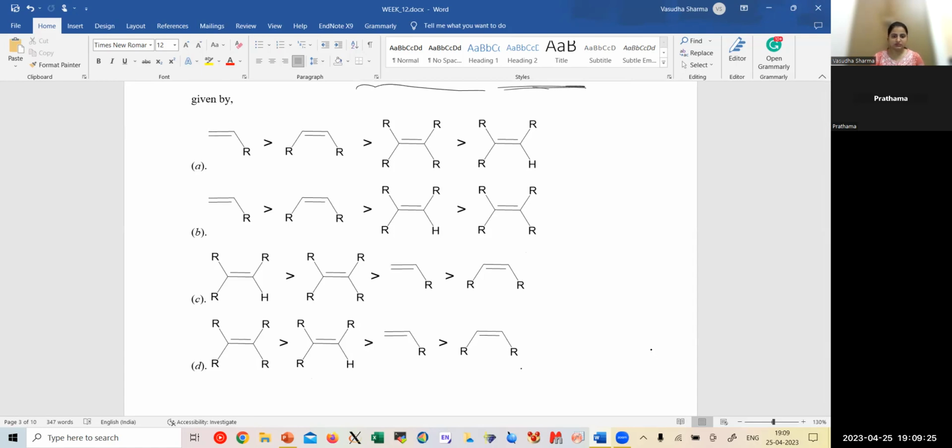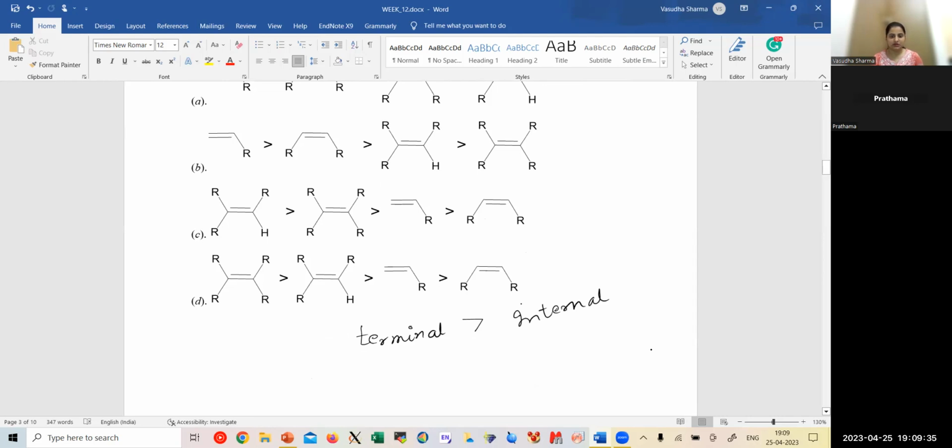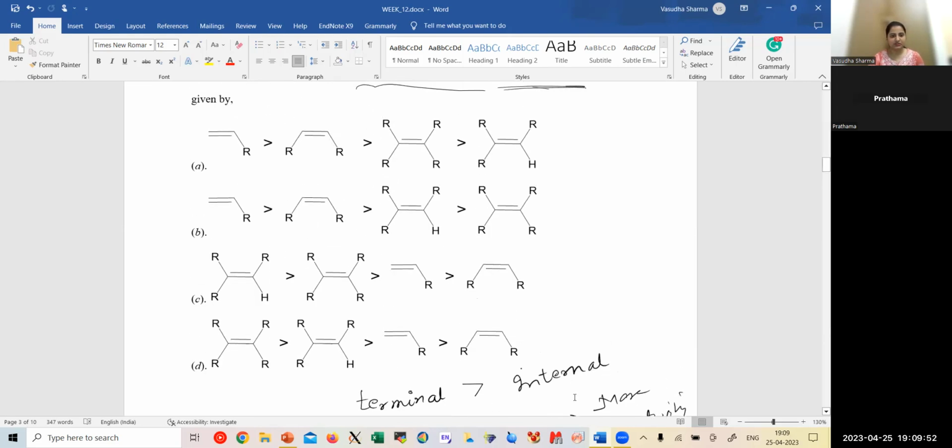The take-home message is that terminal alkenes have more reactivity than internal alkenes, and the less substituted, or we can say the less steric hindrance, the more reactivity. So now can you please let me know which one is the right option? Just try it, I will help you.